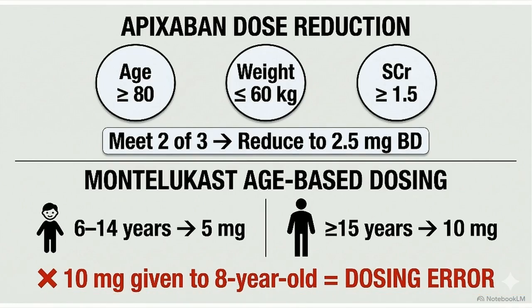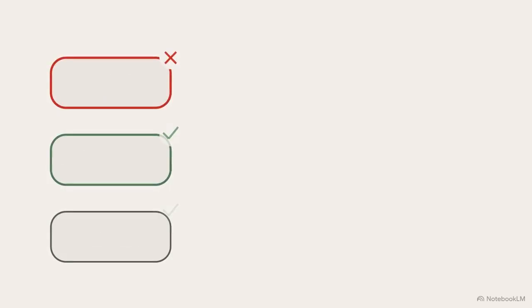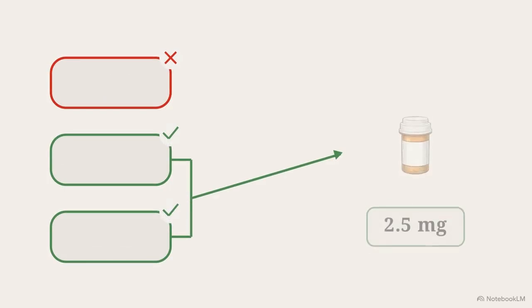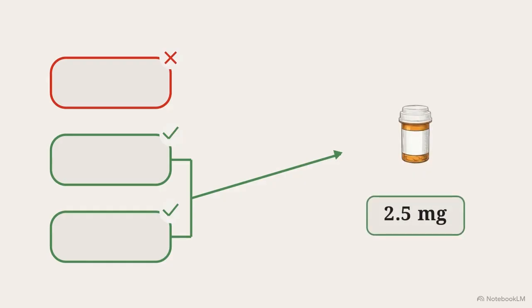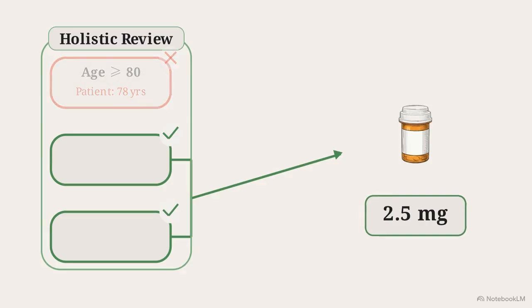Now consider a complex algorithm. A 78-year-old, 54 kilograms, with 1.8 creatinine is prescribed apixaban. Evaluate against the criteria. She fails the age check, but meets the weight and creatinine thresholds. Because she triggered exactly 2 of the 3 criteria, her dose must be reduced to 2.5 milligrams. Algorithms serve as holistic checklists, not single variable lookups.